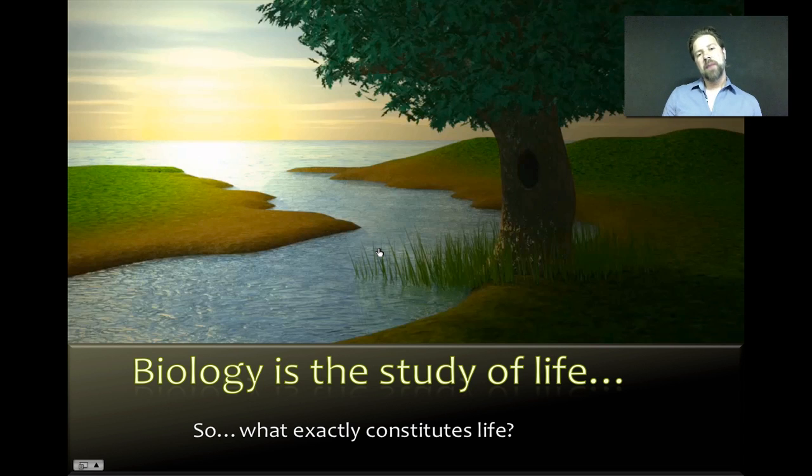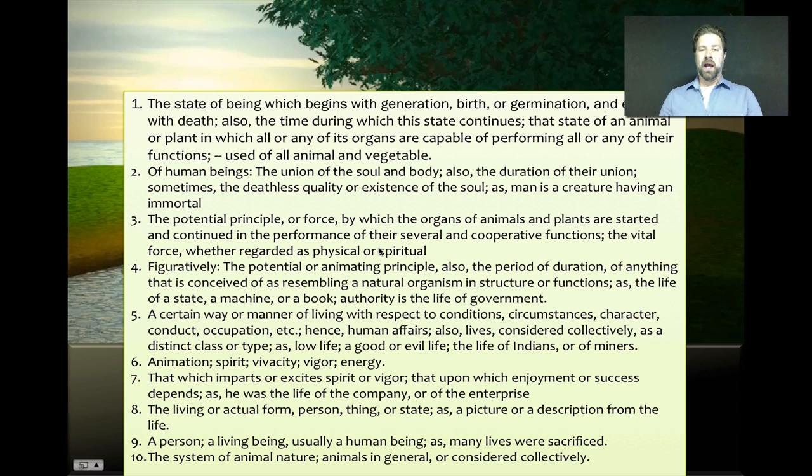So what happens if we want to find a pure textbook definition of life? Well, I found one for you, and here is what it looks like when I looked it up. There's at least 10 different ways to think about life. So you would have to go through each one of these, and you would have to figure which one sounds the best. Now, for our purposes, the first one is going to sound the best to us. So it says the state of being which begins with generation, birth, or germination, and ends with death.